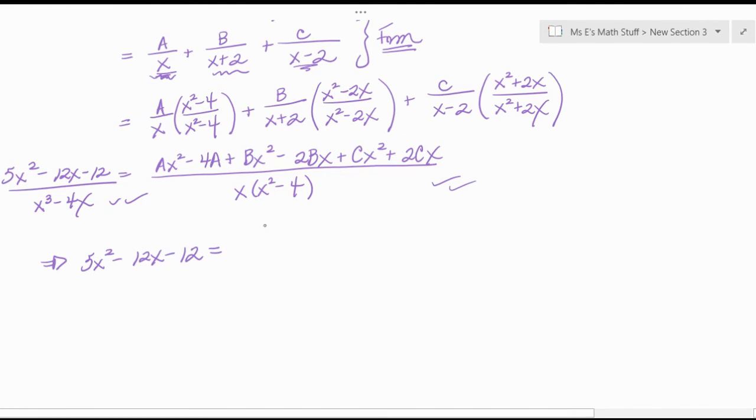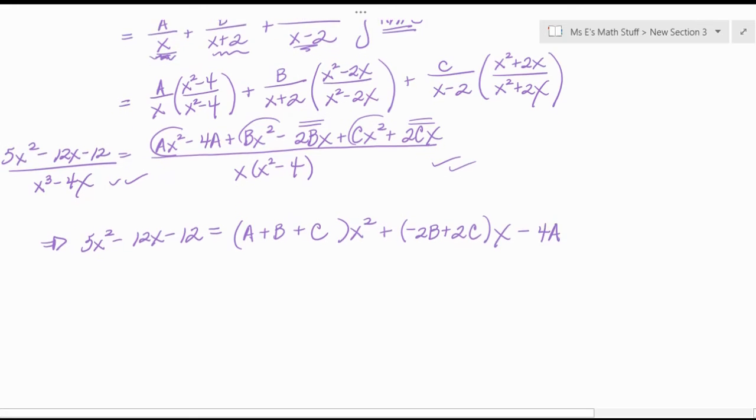Now let's group things in a way that makes sense. So I'm going to group the x squared terms together, and I'm going to factor x squared out on the right. So I'd have a plus b plus c x squareds. And then I'm going to factor the x terms together. So I'll just write plus negative 2b plus 2c x. All right, and then lastly, we'd have the constant term, which looks like negative 4a is the only non-x term. So I'll write it like that.